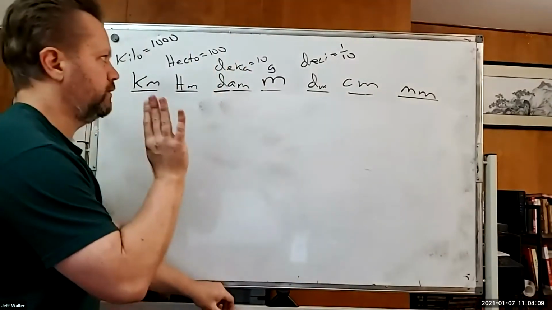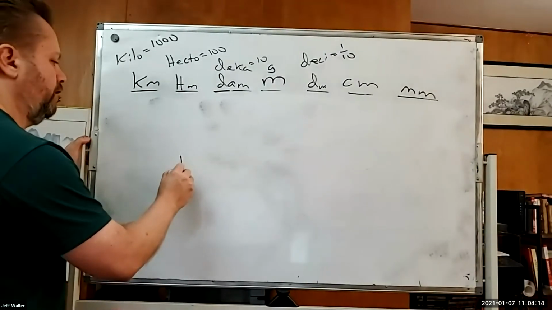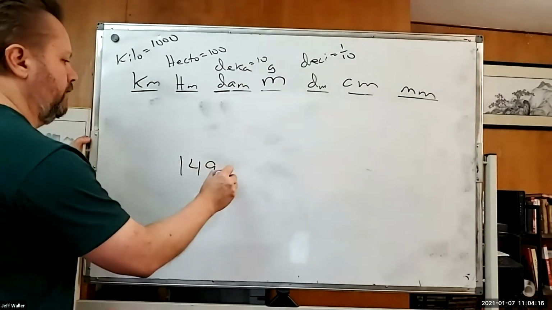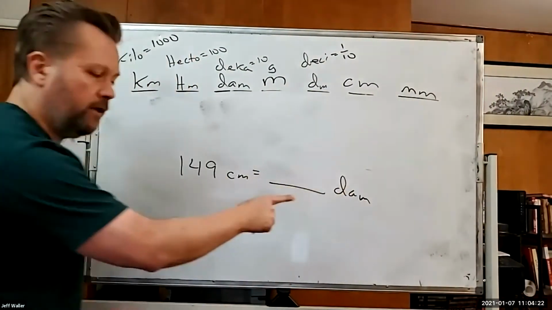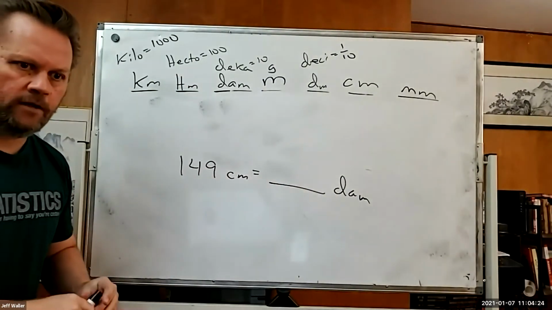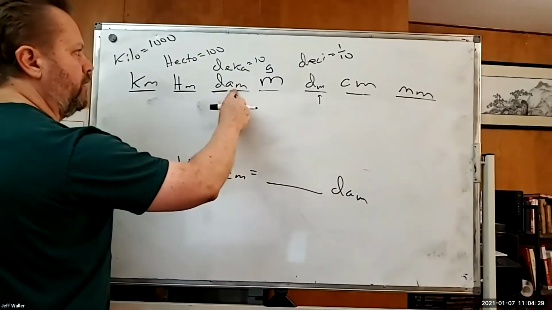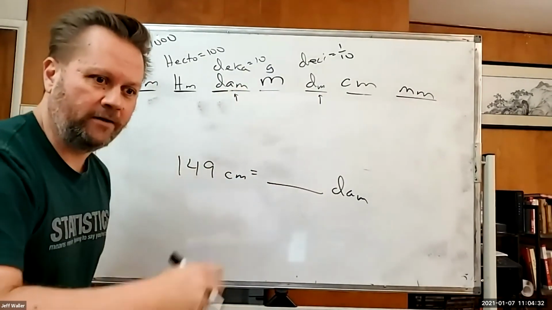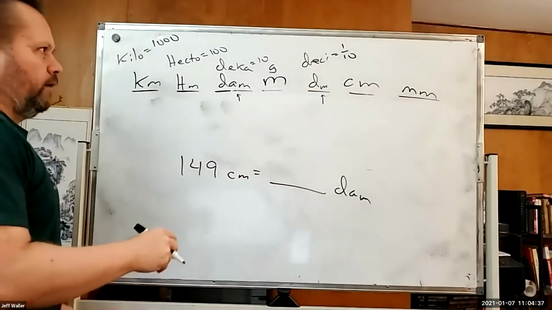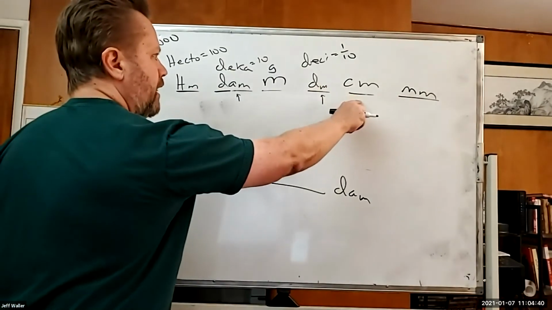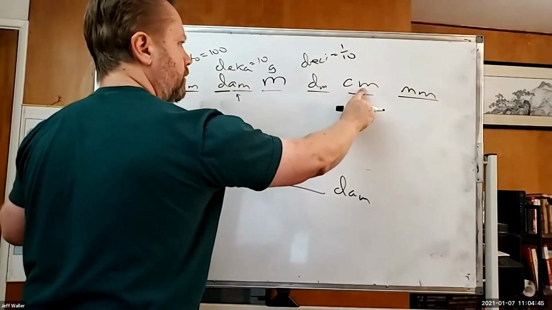Okay, you ready? Watch. This is so cool. If I have 149 centimeters and I want to know how many decameters that is, and while I'm thinking about it, the way I keep these straight is the bigger one is deca, because it's bigger. All right. The smaller one is deci. Every time I take a step, it's a step of 10.